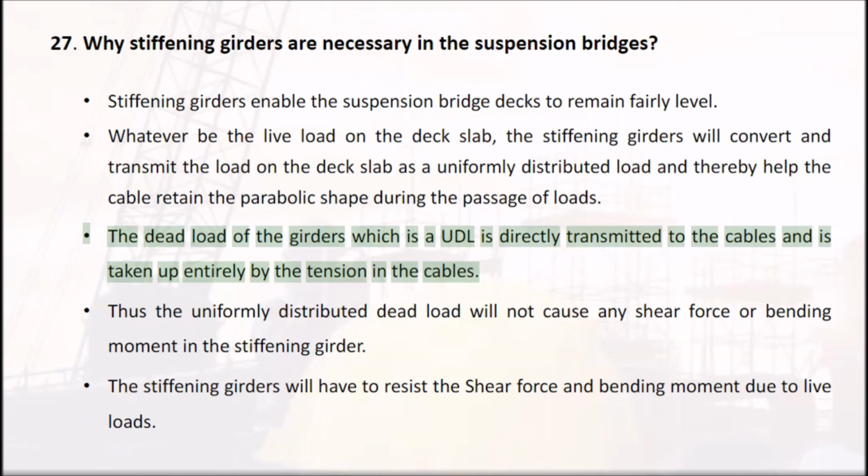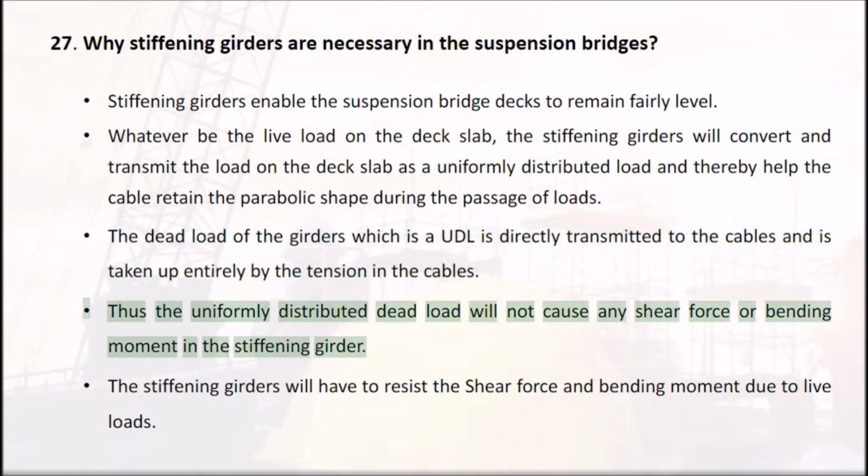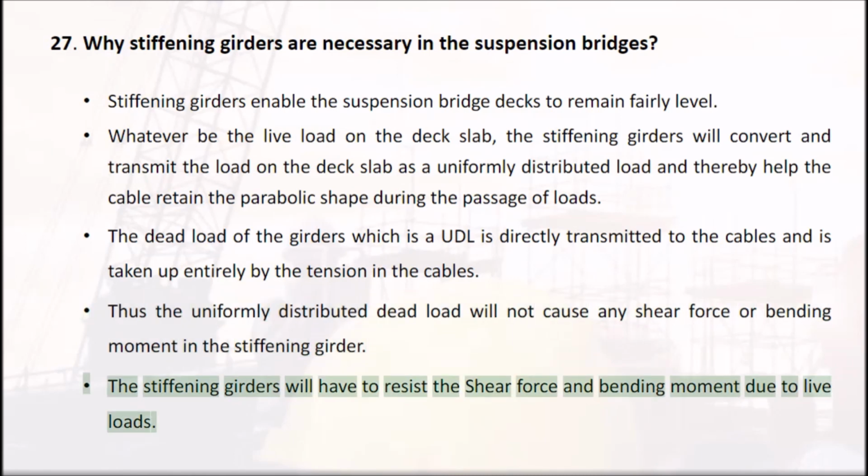The dead load of the girders, which is a UDL, is directly transmitted to the cables and is taken up entirely by the tension in the cables. Thus the uniformly distributed dead load will not cause any shear force or bending moment in the stiffening girder. The stiffening girders will have to resist the shear force and bending moment due to live loads.